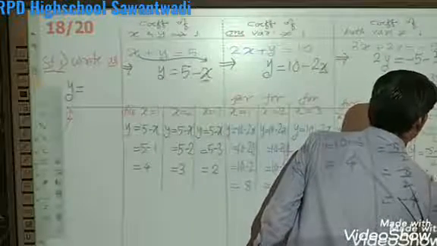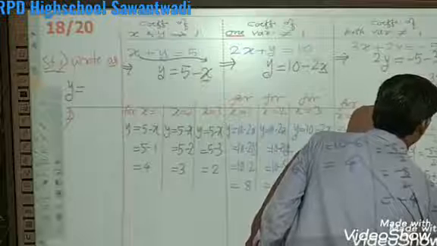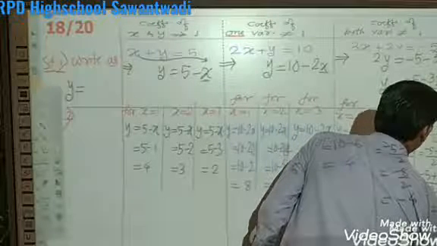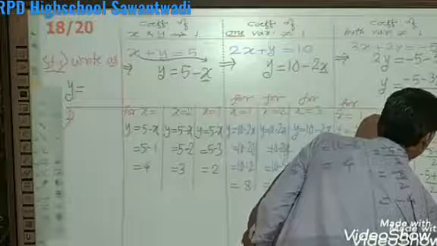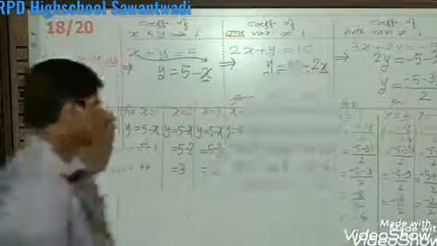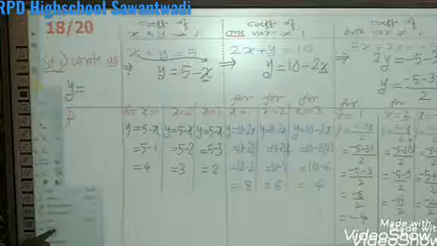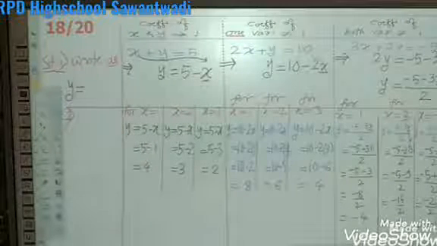So here this negative will become positive 3 upon 2. So it is negative 2 upon 2, which will give you result negative 1. Isn't it? So in this way I will get the answers. So note this.